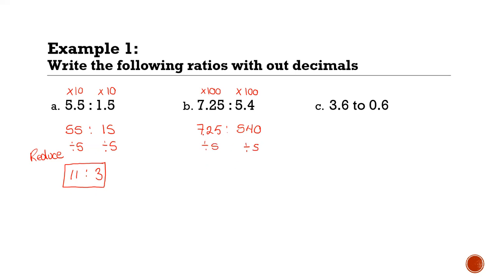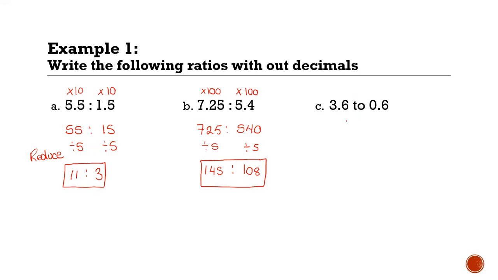And after you divide by 5, 725 divided by 5 leaves me with 145. And the other side, 540 divided by 5 leaves me with 108. And I have already checked. You can do a check for yourself, but that's the lowest terms that we can go.